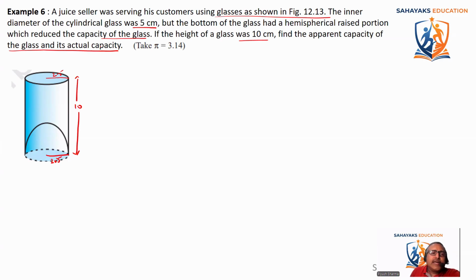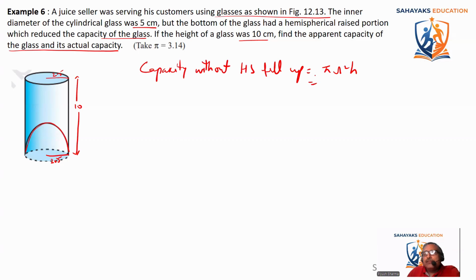So first we need to find the apparent capacity. What is the apparent capacity? If there is no hemispherical fill-up inside, the capacity would have been pi r square h. Let's see, volume of cylinder.